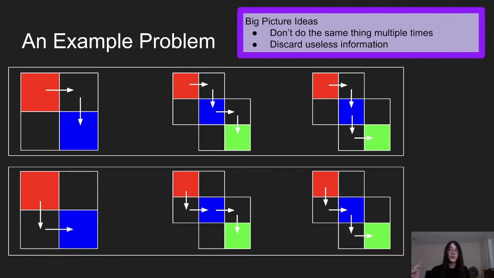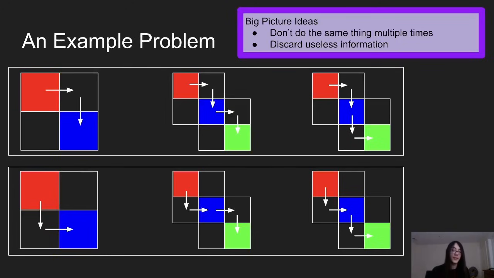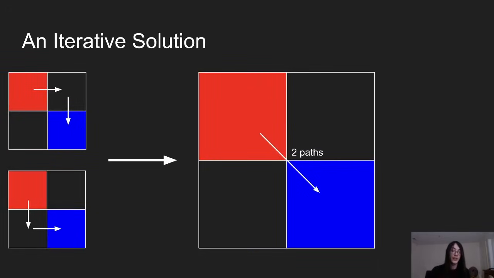But let's ask, why are we taking the blue to green paths both times? Because remember the big picture, we're discarding useless information. Once we get to blue, we don't care how we got there from red. All we care about is that there are 2 paths from red to blue. So let's compress both of the red to blue paths into a single path. It'll have something like a value of 2, which represents that there are 2 ways to get to blue.